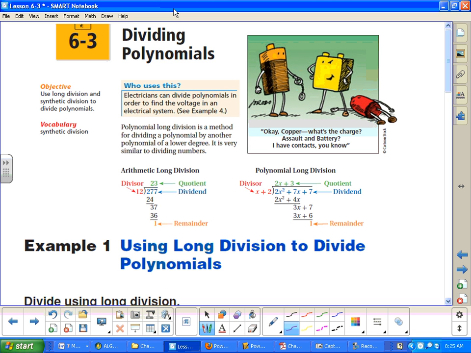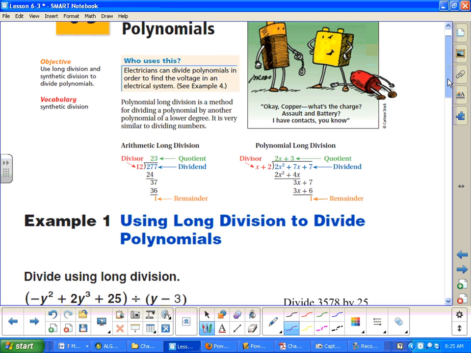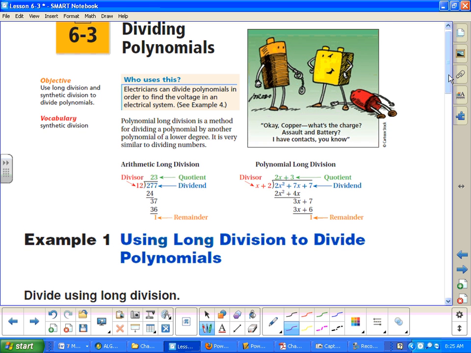You got to love this comic here. Every once in a while they come up with something that's really kind of corny, but not really that funny. But you got it? What? Okay, copper, what's the charge? Okay, batteries have a charge to them. Okay, a salt and battery. And they have the things on the top are called contacts.